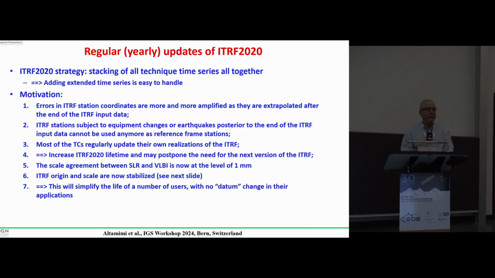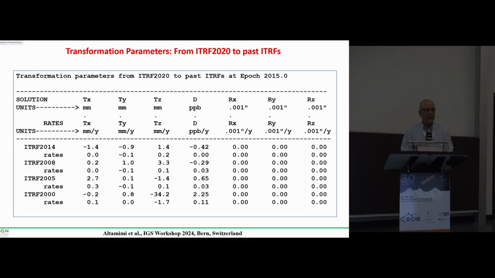And most of the technique centers who are providing input to the ITRF update their own realization of the ITRF. This will increase the lifetime of the ITRF 2020 and may postpone the need for a next version of the ITRF. And today, we can show that the scale agreement between SLR and VLBI is at the 1 millimeter level. For more than 20 years, we have been waiting for that. And the origin and scale are stabilized, as I will show you in the next slide. This will simplify the life of the users with no datum change in their applications.